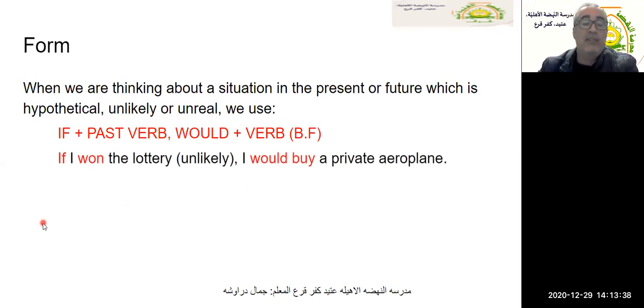Okay, let's look at this. This is a typical classical example that is used in teaching the second conditional, and unfortunately all the people in the world are thinking about this. If I won the lottery, which is unlikely, I would buy a private airplane. So if I won the lottery, this means that if I became a very, very wealthy person, I would buy a private airplane. So this is hypothetical. This is not real, okay?